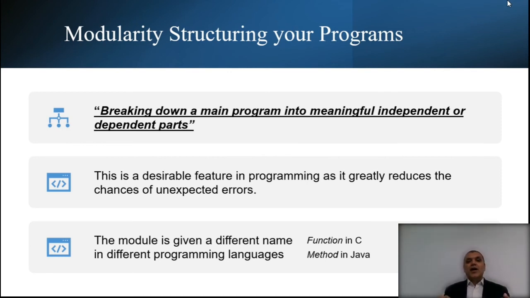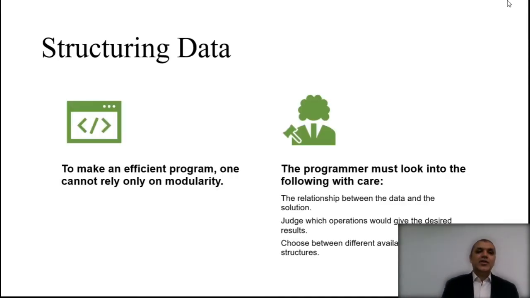The modules are given different names in different programming languages. When we talk about C, we refer to them as functions. When we talk about Java, we refer to them as methods. When we talk about some other language, we refer to them with some different names. But they are actually pointing to the same thing. So this is the most important point we need to understand.